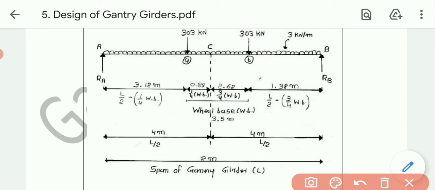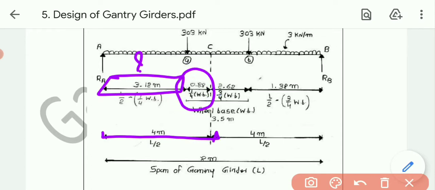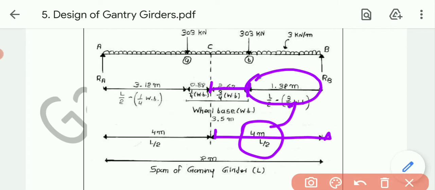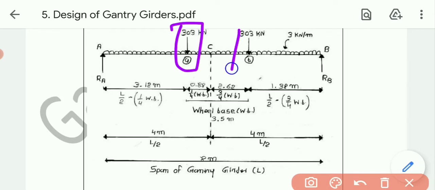So we have got these two wheels on the left and on the right hand side of C. Now for the remaining dimensions, this one is half distance of 4 meter, this one is 0.88 meter, so 4 minus 0.88, we will get this distance, that is 3.12 meter. Similarly on the right hand side, 4 meter is the half distance and this one is 2.62, so 4 minus 2.62, we will get this dimension, that is 1.38 meter. So we have placed these two wheels at their respective positions.